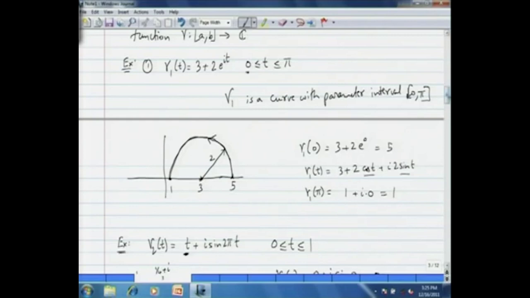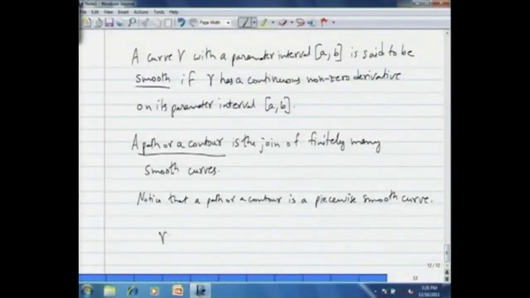Or if you pick the following, gamma of t equals e power i t, which is a circle, 0 less than or equal to t less than or equal to 2 pi. So gamma traces the unit circle, it starts at 1, goes around in the anticlockwise direction and ends at 1. This is a circular contour, for example. So we will associate the word circular, etcetera, to these contours depending on the geometric shape of the range of this contour. So we can use these contours to define the contour integral of a complex function.